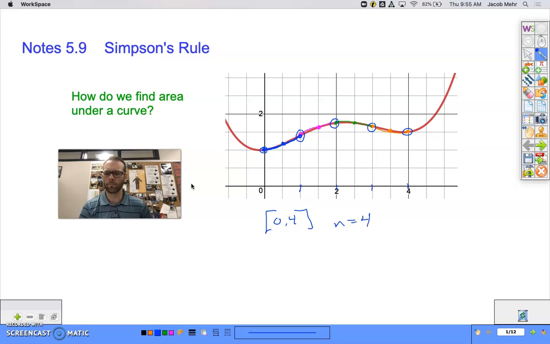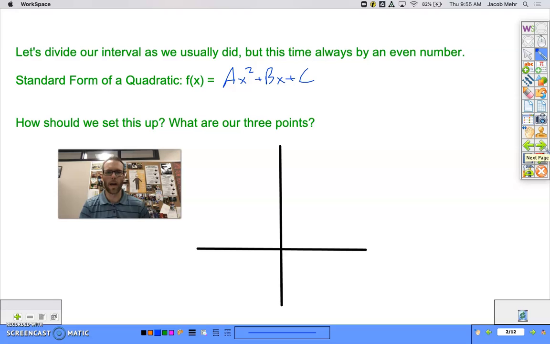The way I think through this is I picture the area under the parabola, and with 3 points, I'm actually creating 2 regions, aren't I? This is still just in my first interval, but I'm creating 2 regions there. That's one way that I try to remember that we have to divide it into an even number of intervals. Okay, so we know we have to divide by an even number of intervals.